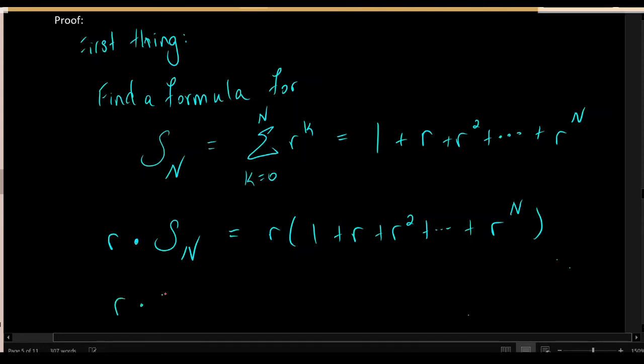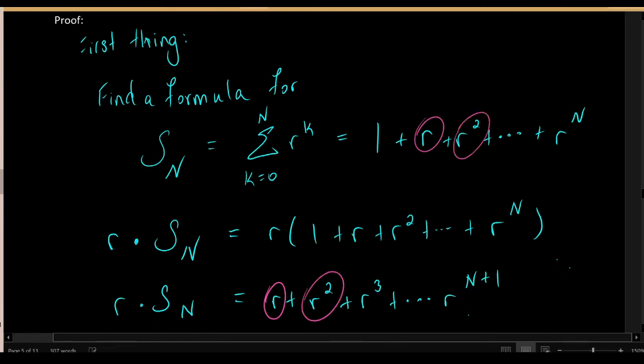So if I distribute that, then I get r plus r squared plus r cubed all the way up to r to the capital N plus 1. Now notice that this is almost exactly the same as my original partial sum. We have an r and we have an r. We have an r squared, we have an r squared. We have an r cubed, we have another one up here somewhere. And we have an r to the n up here, and we'll have an r to the n in the bottom sum as well.